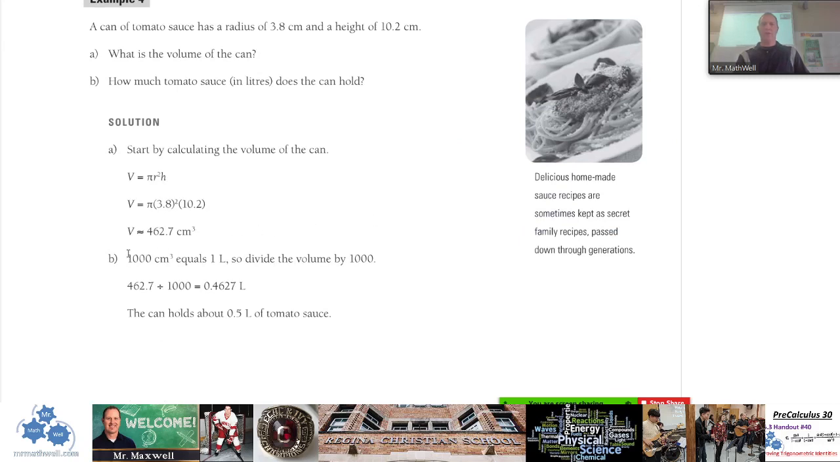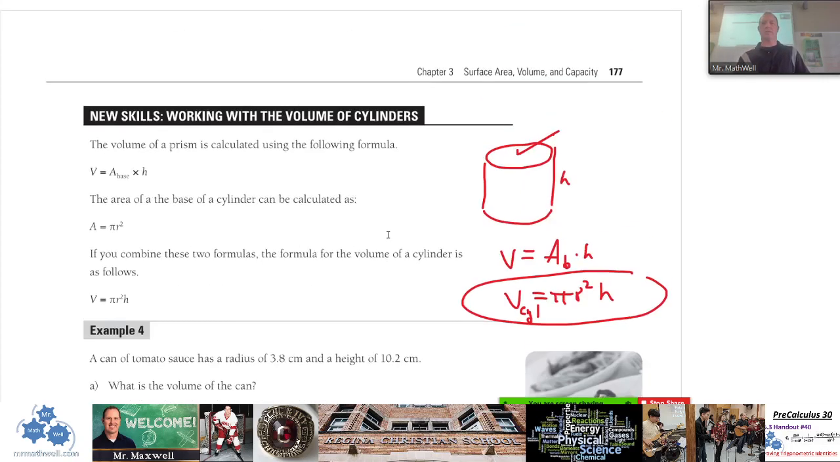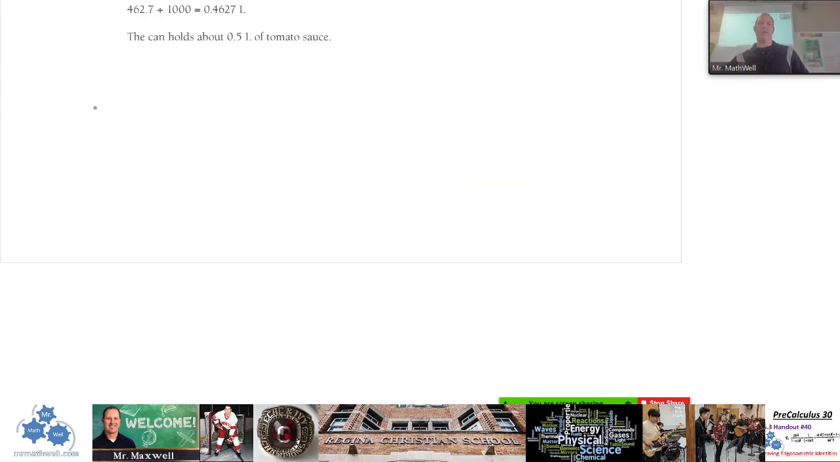Here's a bit of a note. Remember that 1,000 cubic centimeters equals 1 liter. And I believe that somewhere in the lessons I have written down something, but I'll do it again. So 1,000 centimeters cubed is equal to 1 liter. 1 centimeter cubed is equal to 1 milliliter.